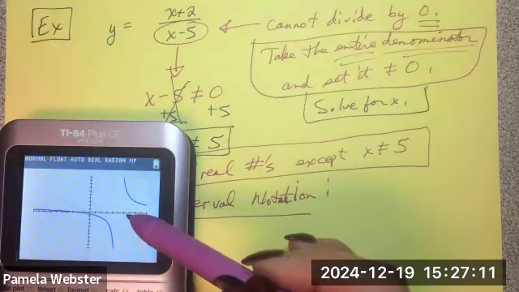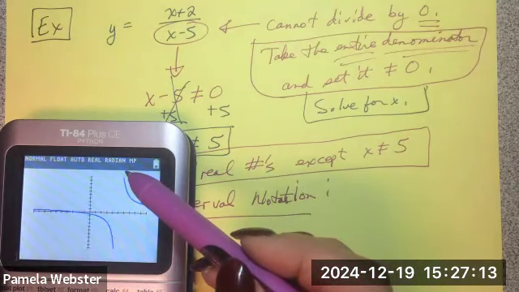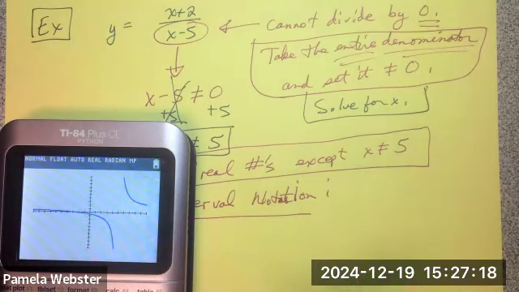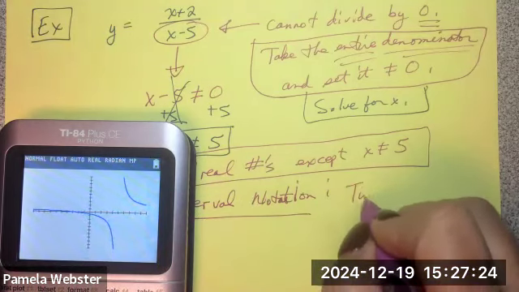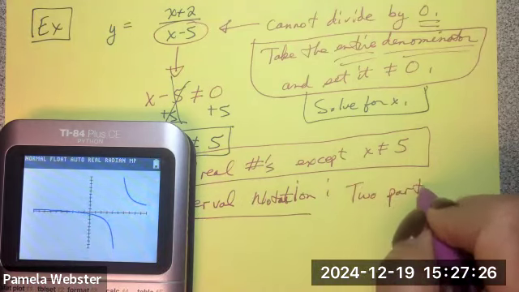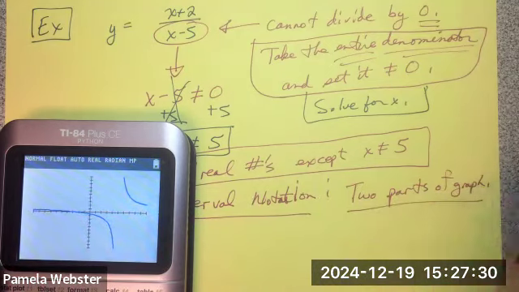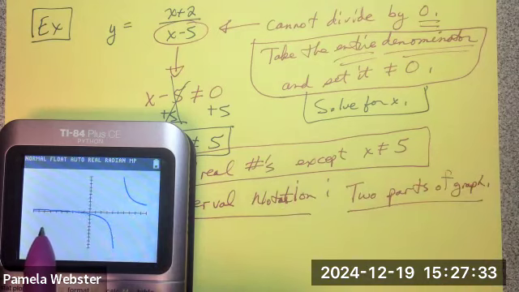And then just barely on the other side of x equals 5, it starts up here and it goes all the way back out here to +infinity. So I have two pieces, and I need to reflect the two parts of the graph in my interval notation, okay? I'm going to talk about both of them. So first, let's talk about this guy from the left.